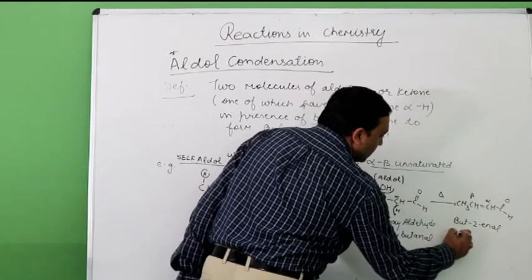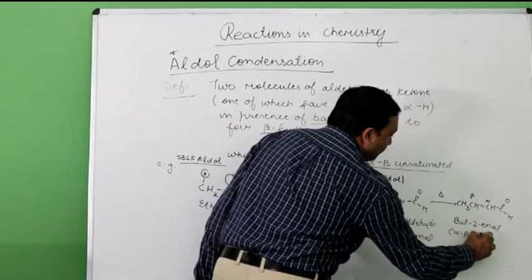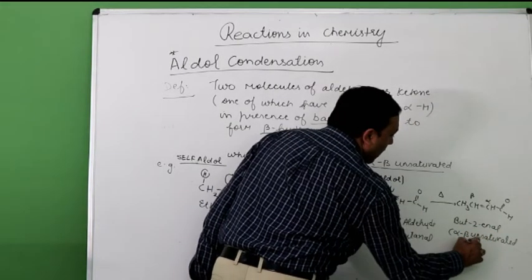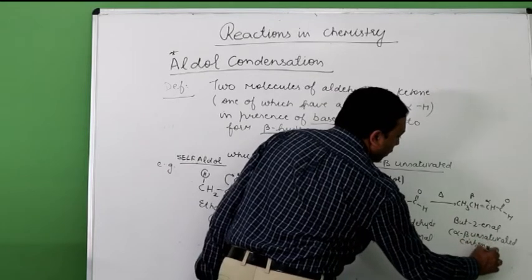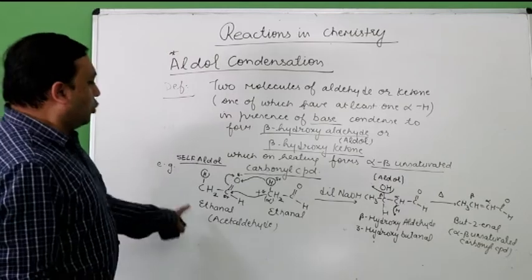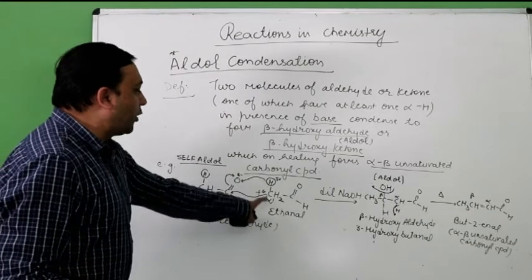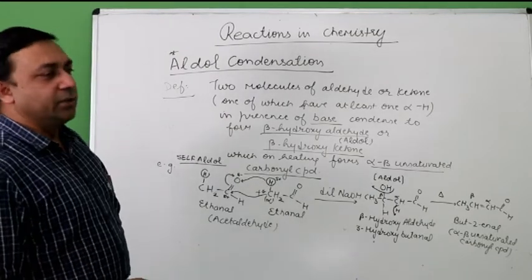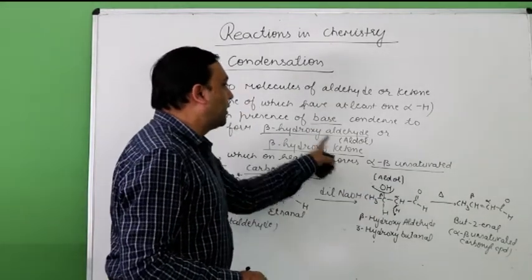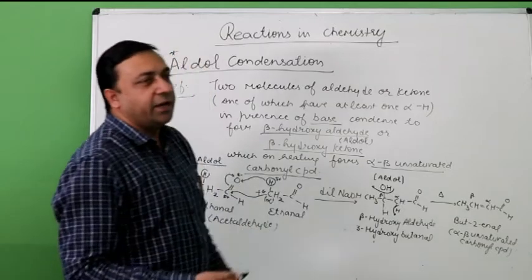But-2-enal. It is an alpha beta unsaturated carbonyl compound. Now this definition is complete along with the example. Two molecules of aldehyde, one of which must have an alpha hydrogen, in presence of base, condense to form beta hydroxy aldehyde or beta hydroxy ketone.